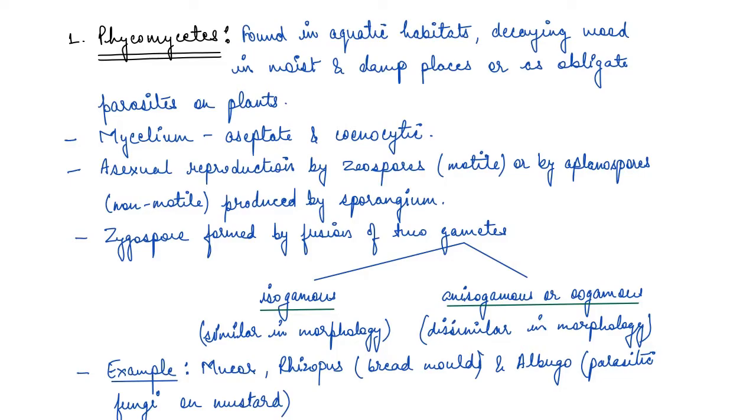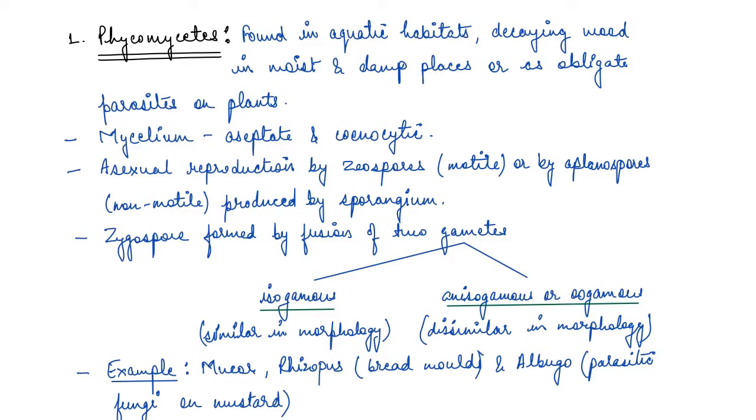Now some examples of Phycomycetes are bread mold. I told you initially when we started this video that sometimes you find a bluish-greenish mold on rotten bread. That is nothing but the fungus Rhizopus. Then you have Mucor, then you have Albugo, which is again a parasitic fungus on mustard.